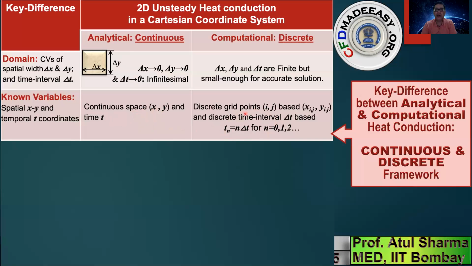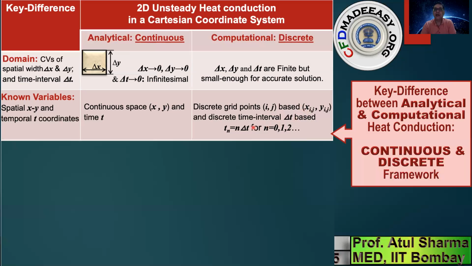Whereas in a computational course, the grid points that we represent as well as the time interval that we represent are discrete. The grid points are discrete in space and you have a discrete time interval. So in a 2D Cartesian coordinate system, we store the x coordinate and y coordinate of the grid points in a matrix form, where i and j represent the running indices, or the address corresponding to an element in the matrix.